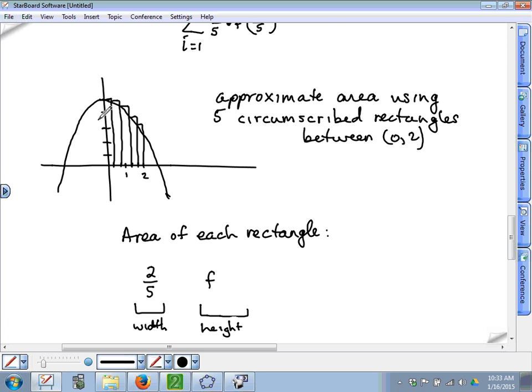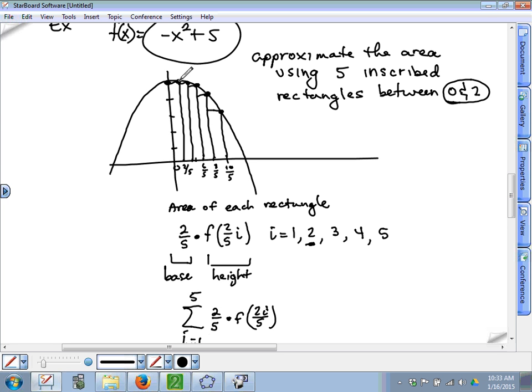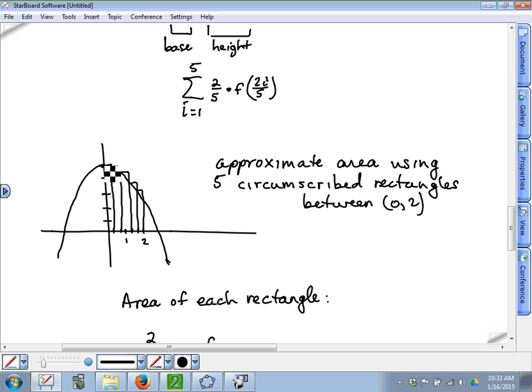But when we were doing the right-sided ones here, we actually used 2/5 and then 4/5, because our very first x value was 2/5. And then our next x values were 4/5, 6/5, 8/5, and 10/5. We used each of those numbers as the height. But aren't the function values different now? We're not actually going to start at 2/5. What are we going to start at? 0. And we're not going to end at 10/5. What are we actually going to end with?